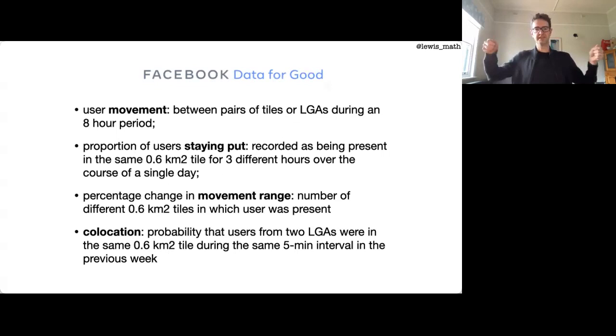And then there was this one that I was really interested in, this colocation data. So that was the probability that users from 2 different local government areas were in the same small region in a 5-minute interval. So at the start of the pandemic, when we were talking about close contacts, the probability of people coming into close contact with each other, this seemed like a really potentially useful off-the-shelf piece of data that Facebook was going to make available.